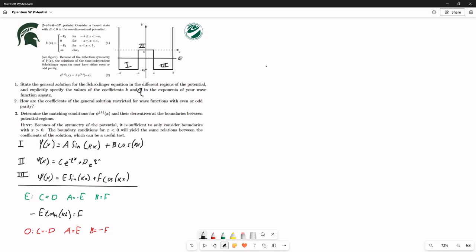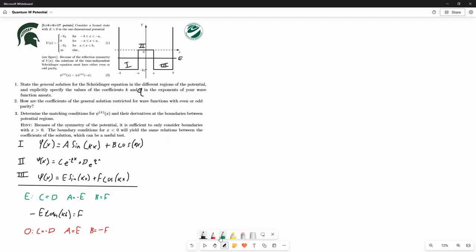So now we're on to part 3. Determine the matching conditions for psi plus minus of x and their derivatives at the boundaries between potential regions. Hint: because of the symmetry of the potential, it is sufficient to only consider the boundaries with x greater than 0. The boundary conditions for x less than 0 will yield the same relations between the coefficients of the solutions, which can be a useful test.